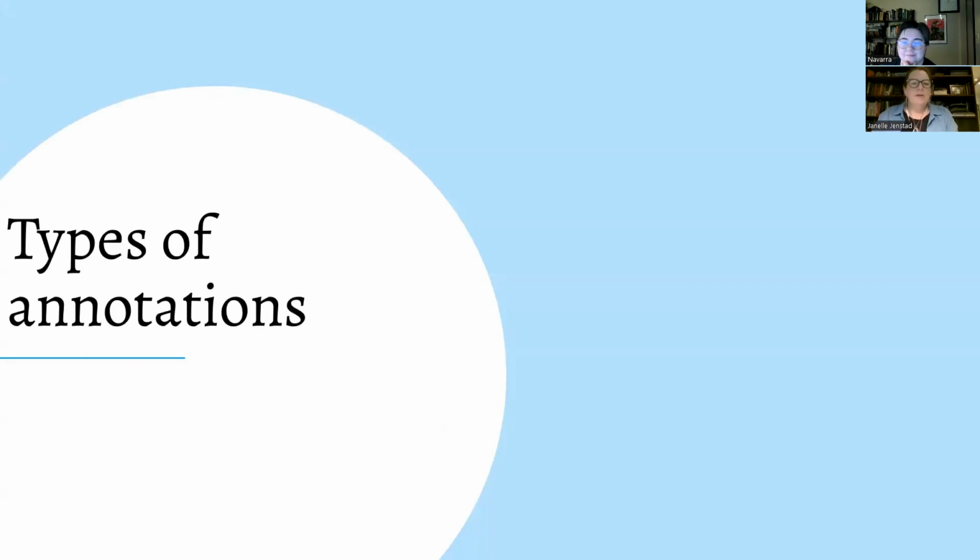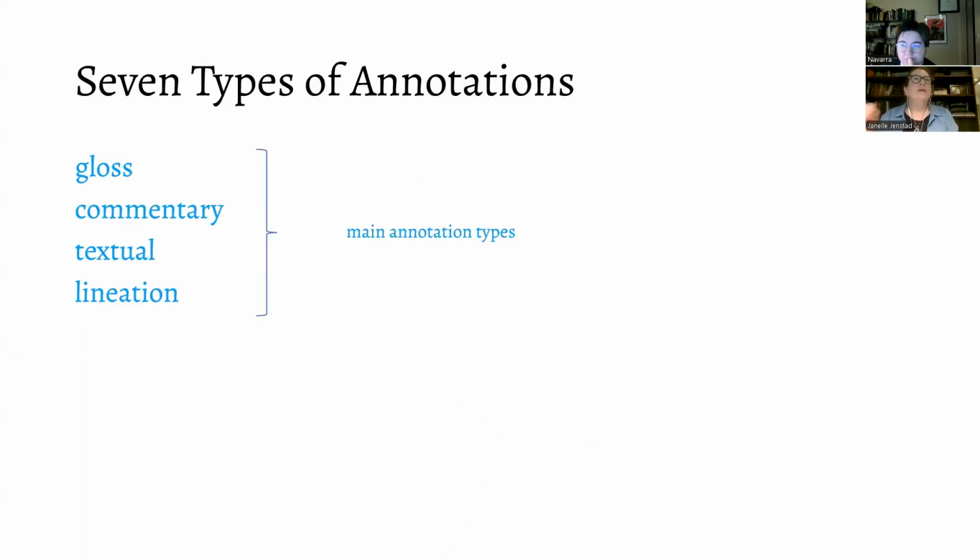So let's get started with types of annotations. LEMDO allows for 7 types of annotations. The 4 main annotation types are the gloss, the commentary note, the textual note, and the lineation note. These are pretty standard for editions. We also have lexical notes, pedagogical notes, and performance notes, which are less commonly used, but available to you if you want to use them and your anthology lead wants you to use them.